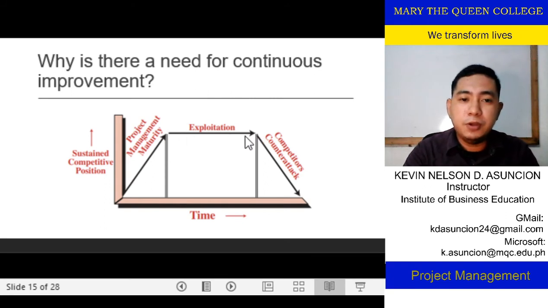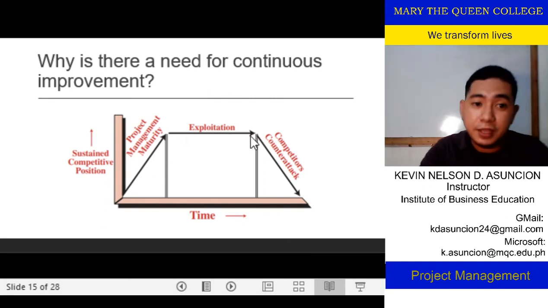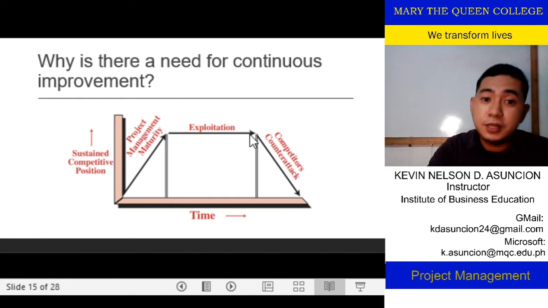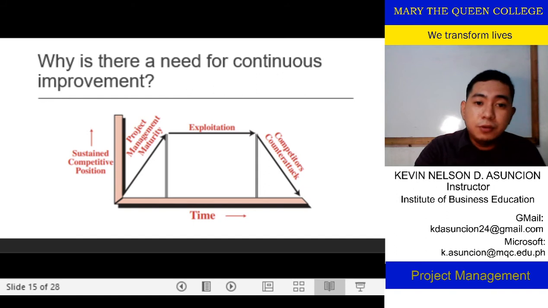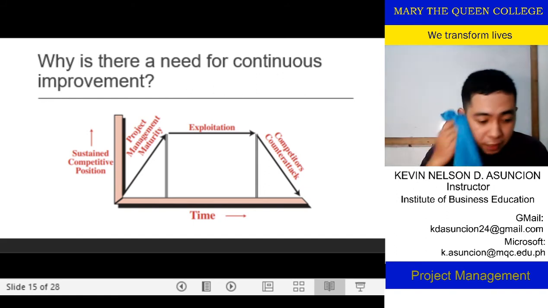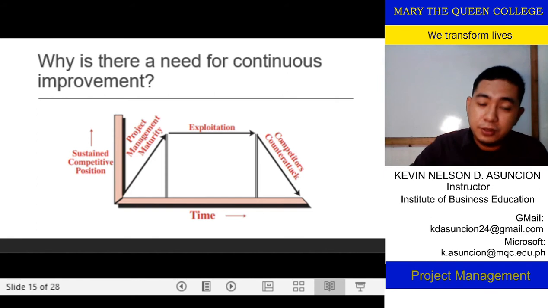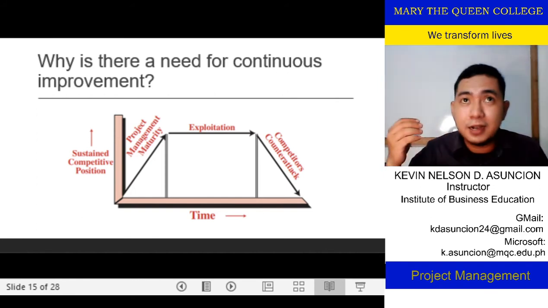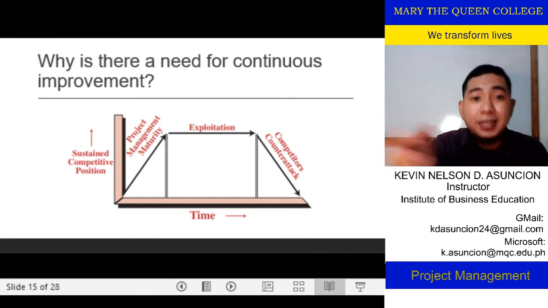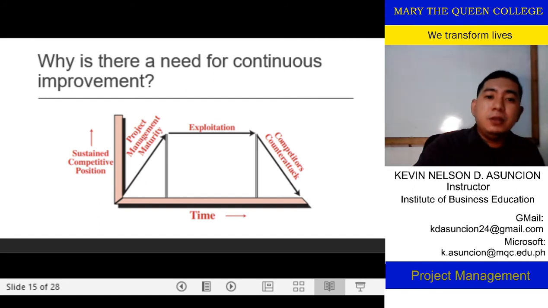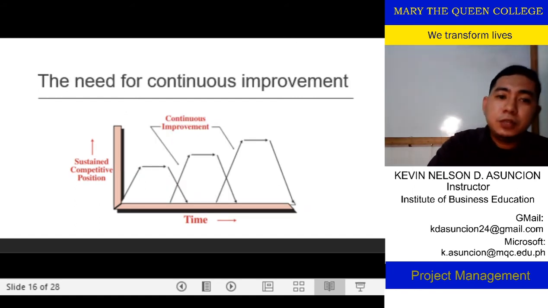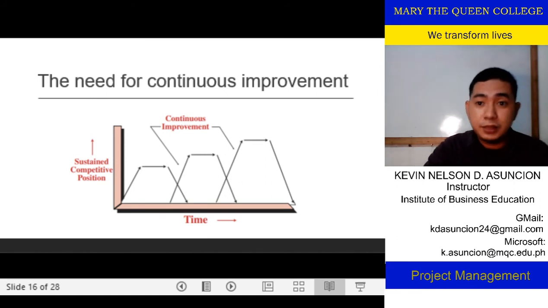What is meant by exploitation? You take advantage of that maturity because before long, there will be a competitive counterattack. Other companies or your competition will take advantage of your reluctance. You become relaxed because you exploited. So how will you do that? You need to make continuous improvement.